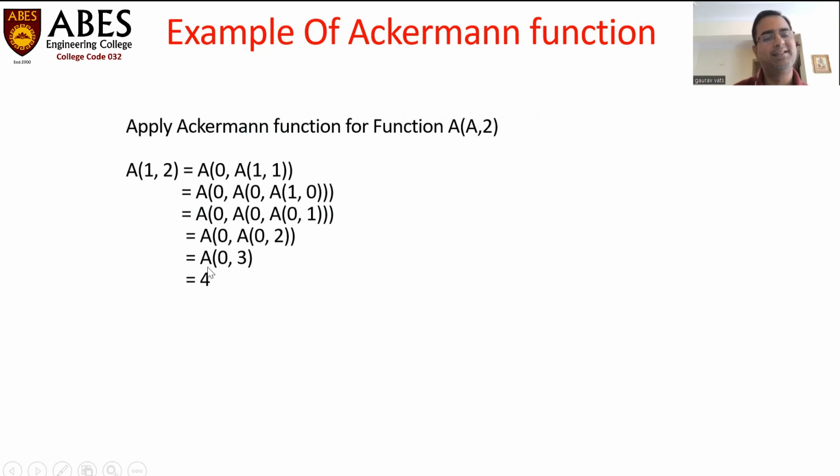In a similar manner, this is again the first case. The value of m is 0 and the value of n is 3, which is greater than 0. So the resultant value will be n plus 1, that is 3 plus 1, that is 4. So here it is our answer, the value of a(1, 2).